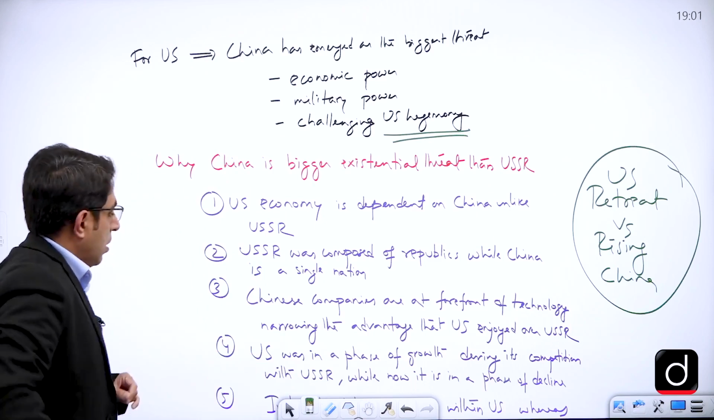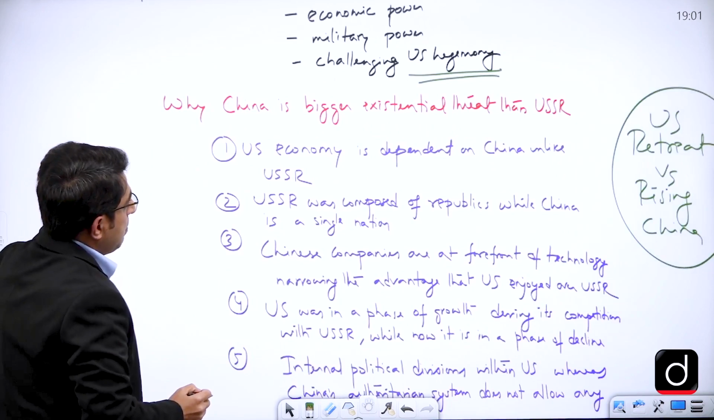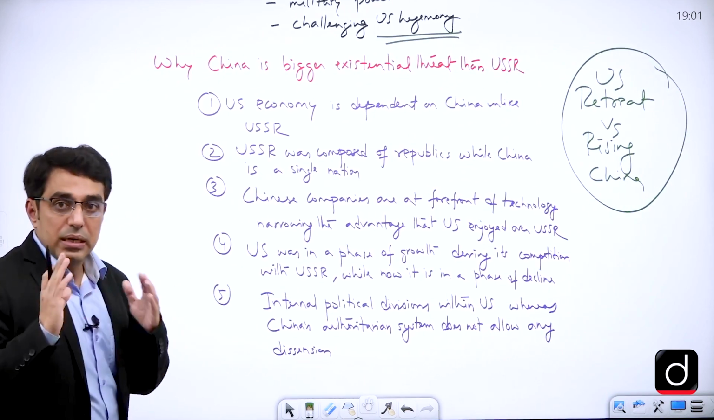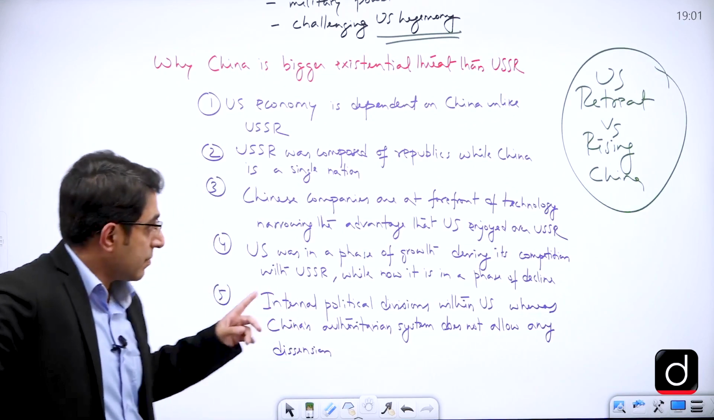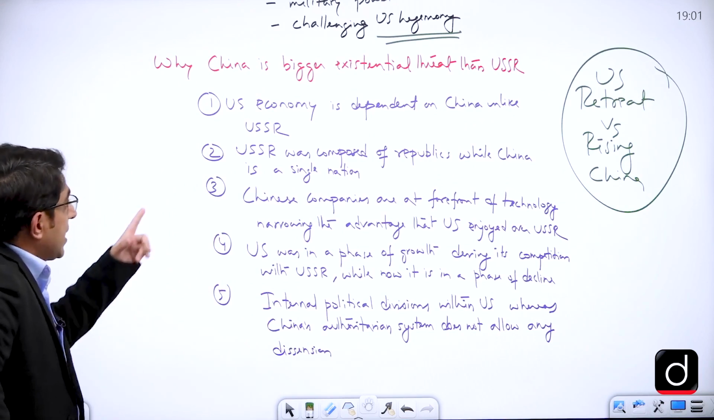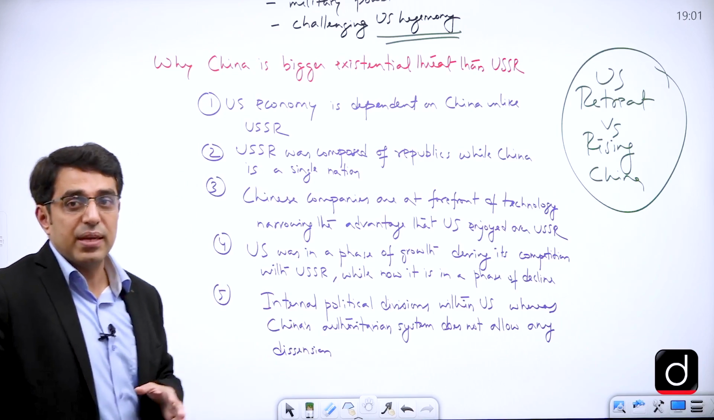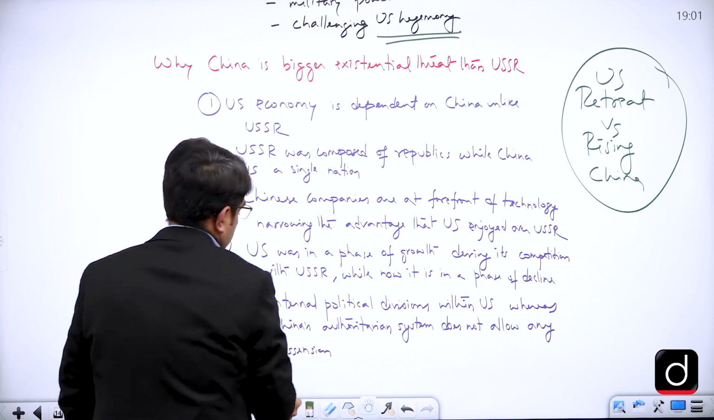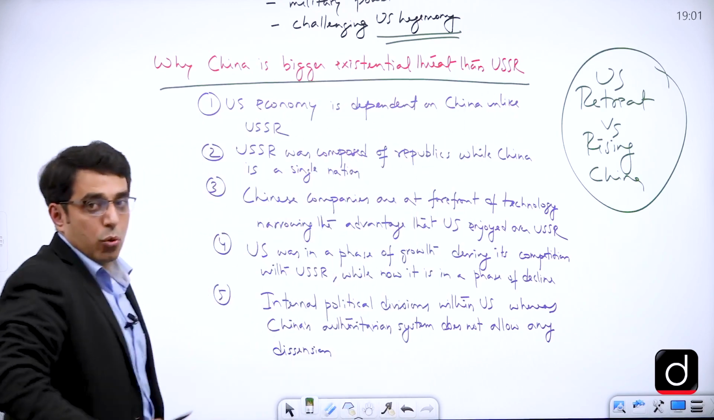So, what points can we cite here? After the introduction, where we tell about the challenge being posed by China to US, we come to the reasons why China is a bigger existential threat than USSR. While writing the answer, maybe we can just separate it through a subheading. We can just underline it so that it is very clear that now we are answering the question.